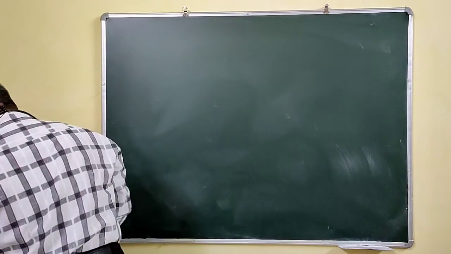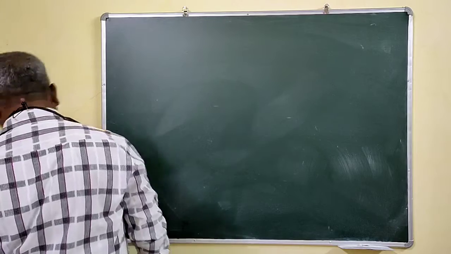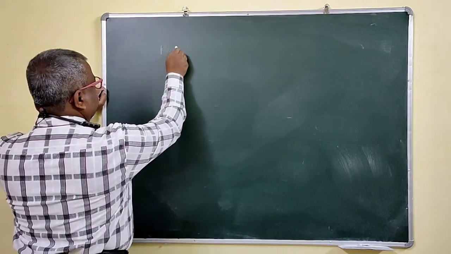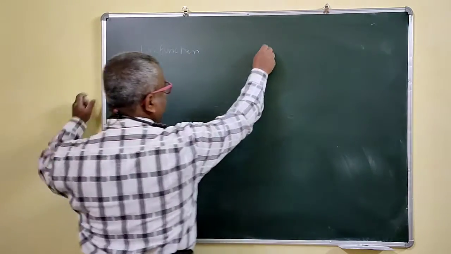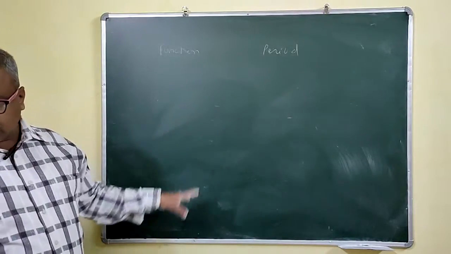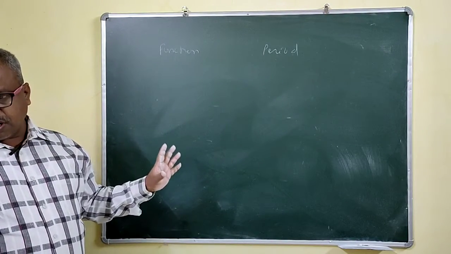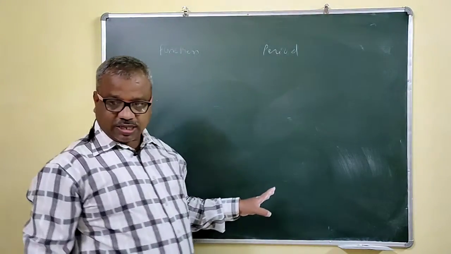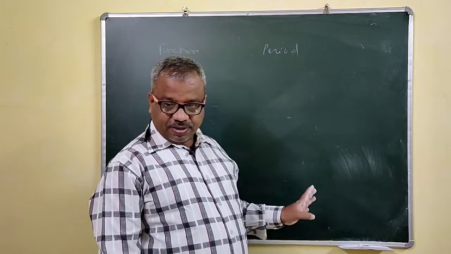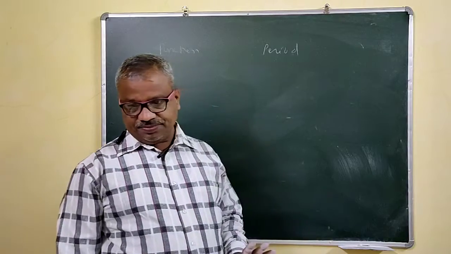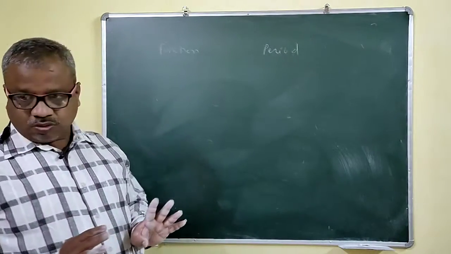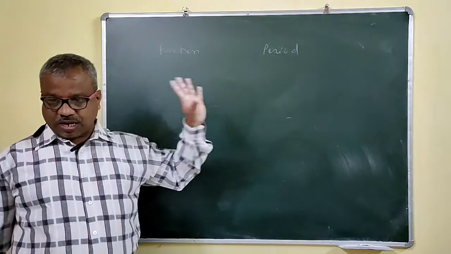Now we'll see how to find the period of the function. So function and period. Now you see that the trigonometric functions are also periodic functions, because you know that if angles are coterminal, then their trigonometric ratios are the same. That means all the 6 are periodic functions. We only have to find the period of each one.